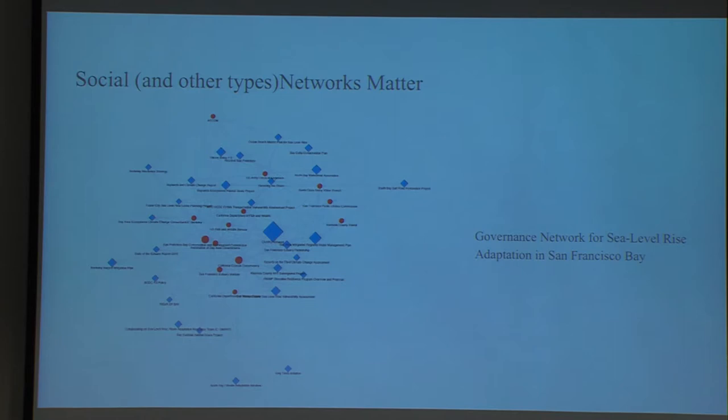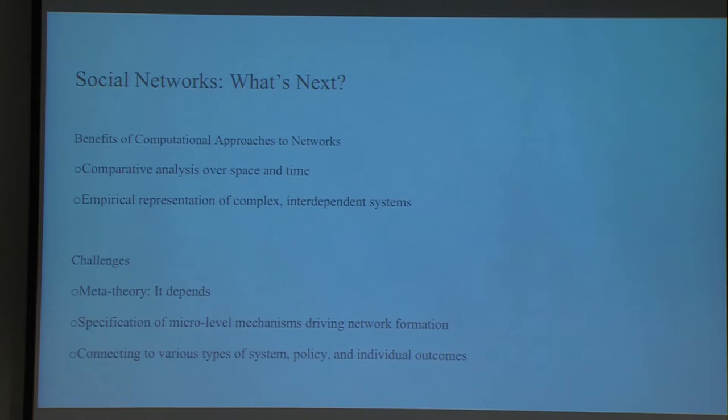So this gives us a way to start looking at these problems, but this is only one place, right? This is one place at one point in time. So how do we understand the evolution dynamics of these sorts of networks? When you look at computational approaches to networks, you have a lot of benefits. We can do comparative analysis over space and time in a way we never have been able to do before if you look at things like Facebook and Twitter. And networks are good at representing complex interdependent systems where you might have things like contagion or small femto risks, so to speak, where you have a small perturbation that trickles throughout the system.